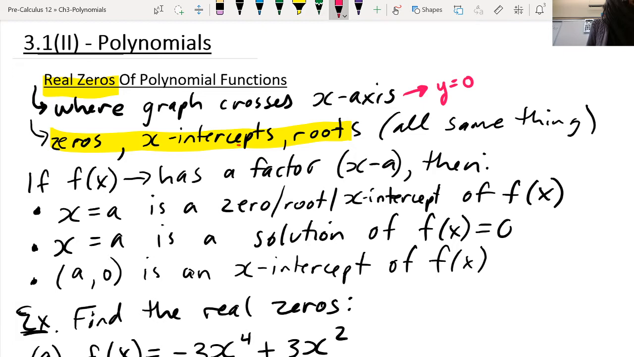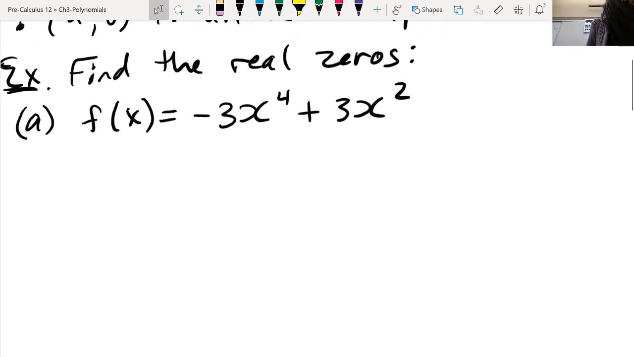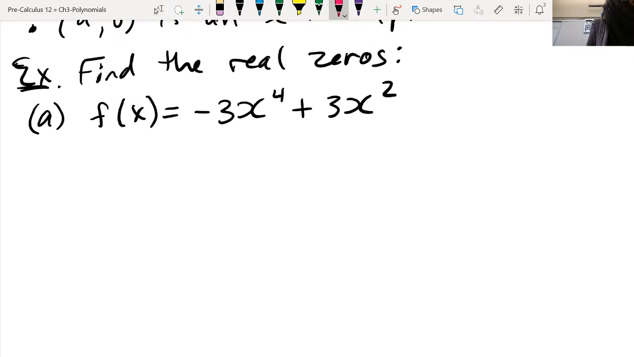Okay, so I feel like sometimes with all this wordiness and these definitions, it's difficult to get clarity on what it is that I'm talking about. So let's start with our first example, which says find the real zeros of f of x equals negative 3x to the 4 plus 3x squared. I will just stop for a second to highlight this and say, when we're talking about the real zeros, I could call those the x-intercepts, I could call that the solution, I could call that roots. So know that I'll use those words interchangeably. You'll see them in questions, but that's what they're all talking about.